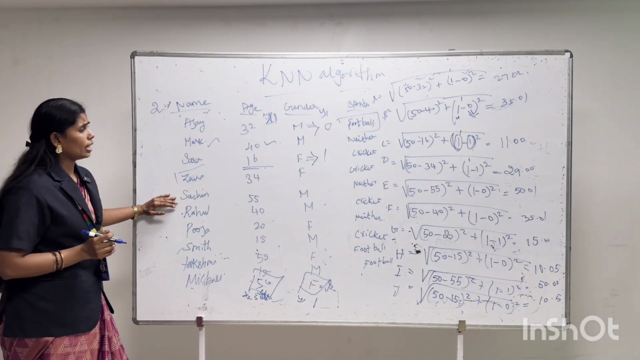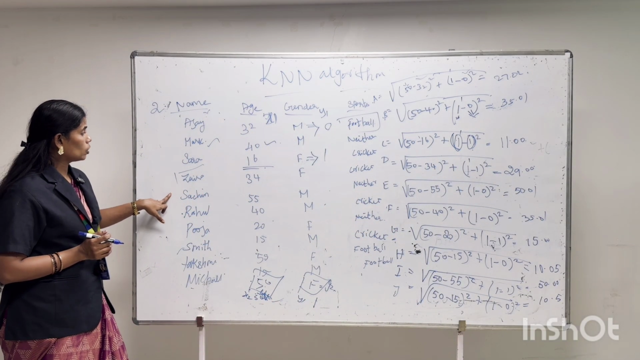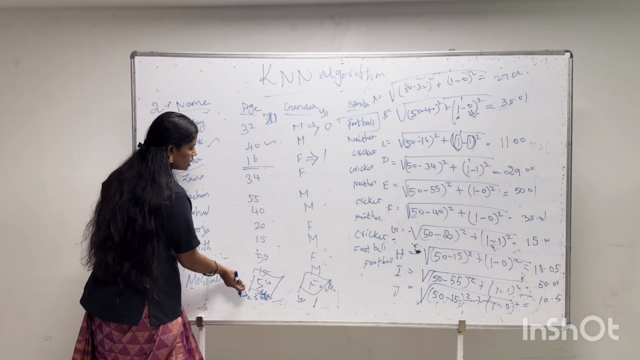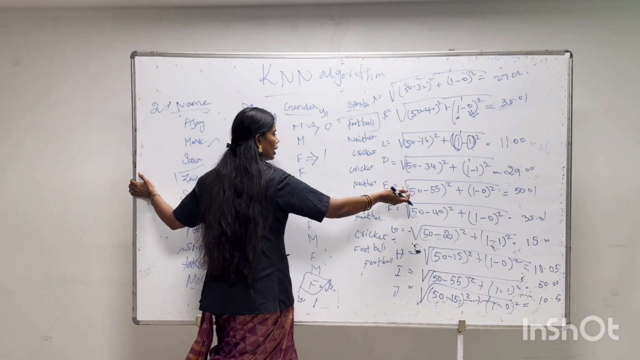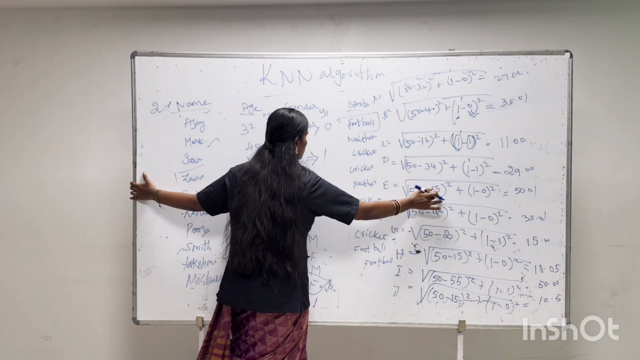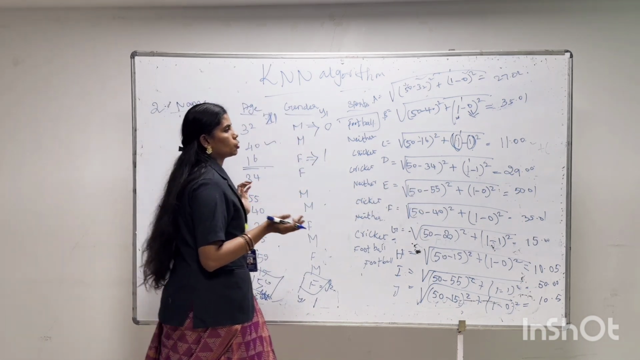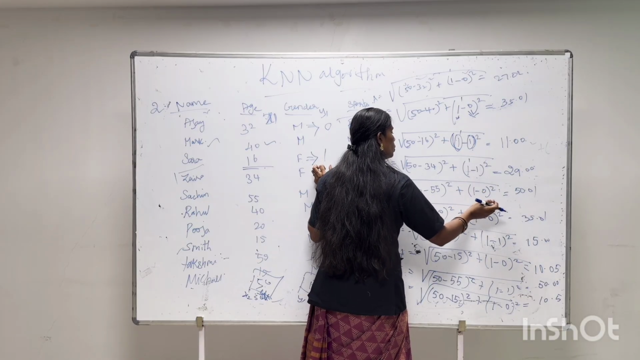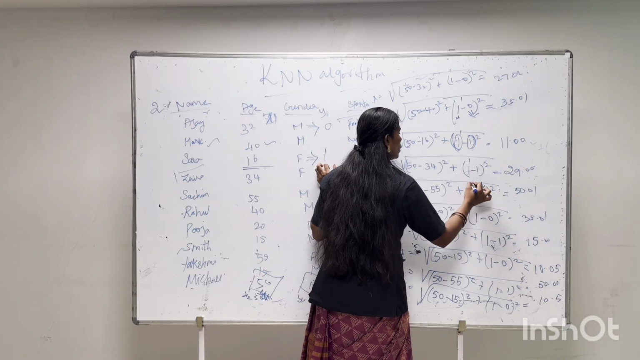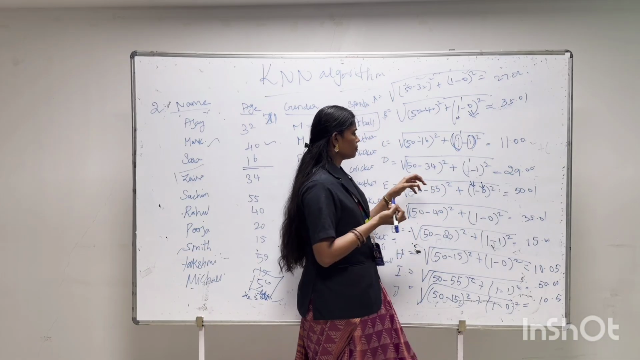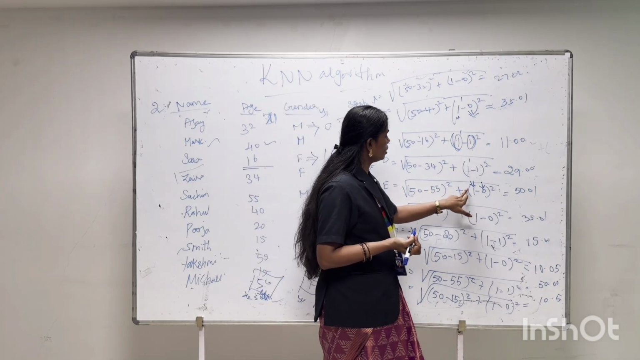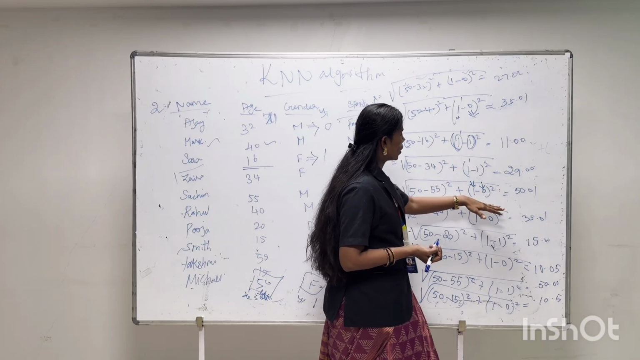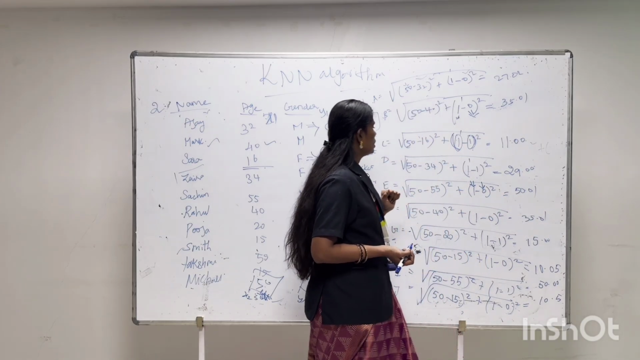Next we are going to calculate for Sachin. Sachin's age was 54 and Angelina's age is 50, so I have written 50 minus 52, and Sachin belongs to the gender male. We have already assumed the value for male as 0, and Angelina is female, so I have taken 1. After the calculation of this and the square root, we get 50.01.